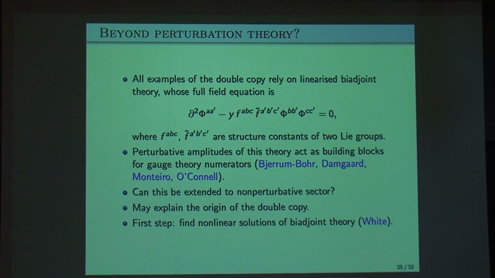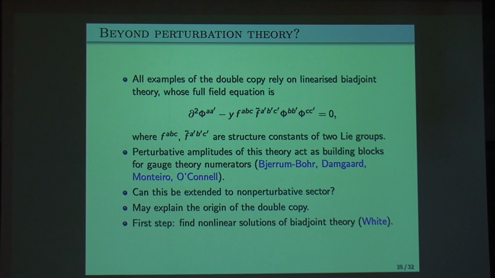So to remind you what the field equation is for that theory, it's this thing here. And we saw in the classical double copy that the field phi, that you don't square when you take the double copy, is a solution of this linearized theory. And in the BCJ story, it's the denominators that you don't square when you go to gravity, and those again are scalar propagators, so somehow solutions of some linearized biadjoint theory. And I said that these theories were interesting because perturbative amplitudes act as building blocks of gauge theory numerators.